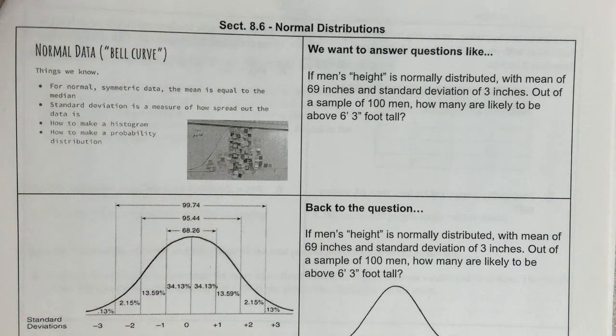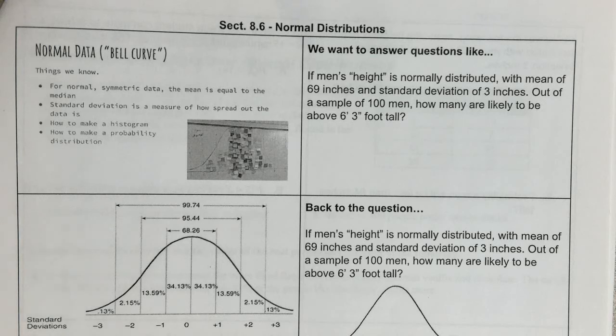So that type of data is called normally distributed data, and it creates what's usually called a bell curve. We've looked at some of these in the context of histograms before. We know that the mean and median are equal to each other for symmetric data. Standard deviation we're going to talk a lot about today, finally, and that is a measure of how spread out the data is. We've also talked about histograms and probability distributions briefly.